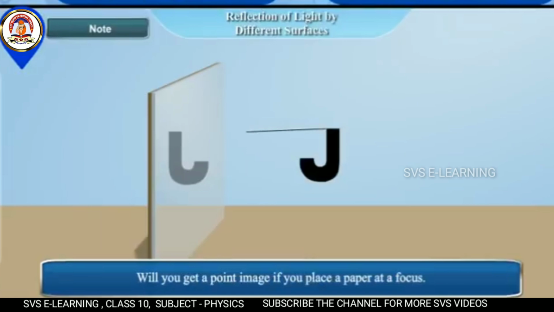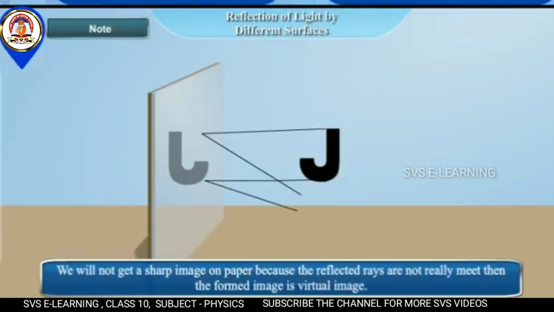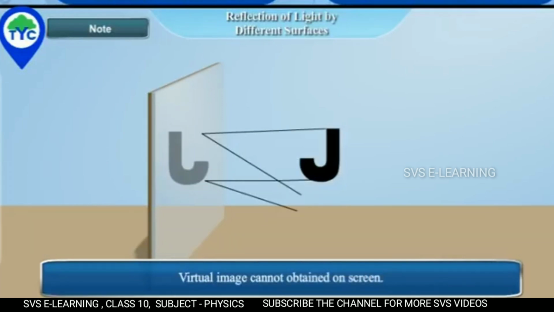Will you get a point image if you place a paper at the focus? No, we will not get a sharp image on the paper because the reflected rays do not really meet. Then the formed image is a virtual image. A virtual image cannot be obtained on a screen.